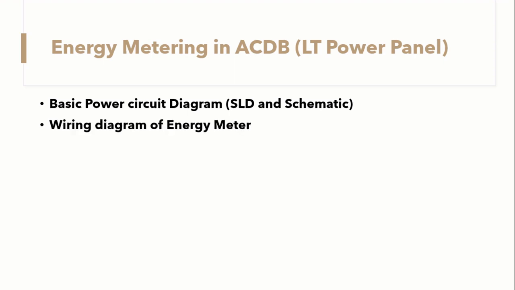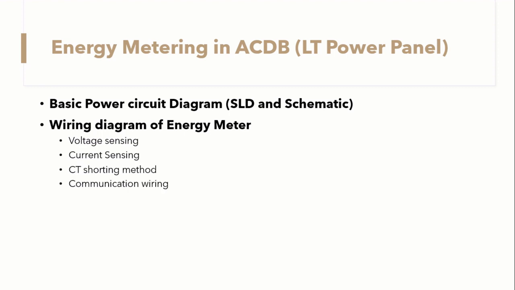The wiring diagram of any type of energy meter, whether an energy meter of L&T or Fluke or Conserve or Enercon, is basically the same all across the world. If you understand how the wiring comes from the primary side, how to connect onto the meter, and where and why to connect, then I think you can understand the overall concept of metering and even troubleshoot. In the wiring part, we will be discussing voltage sensing, current sensing, CT shorting methods, and communication wiring.